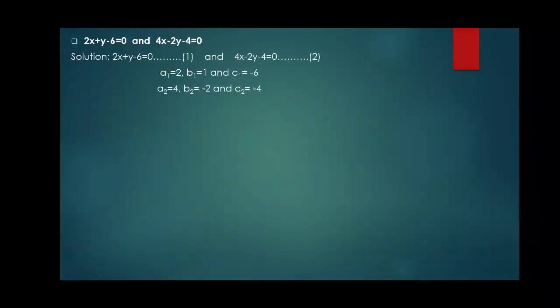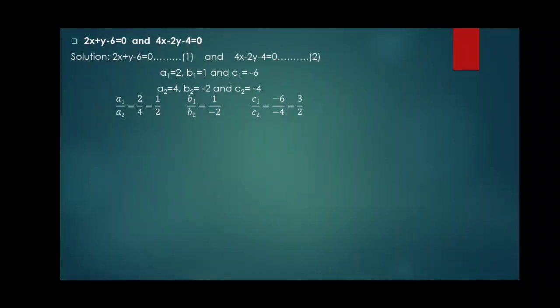So now comparing the ratios, we get a1 by a2 is 2 by 4, which is reduced to 1 by 2, and b1 by b2 is 1 by minus 2, which is nothing but minus 1 by 2, and c1 by c2 is equal to minus 6 by 4. On reducing, you get 3 by 2. Minus minus cancels each other, and dividing both numerator and denominator by 2, 2 threes are 6, 2 twos are 4, we get the ratio 3 by 2.